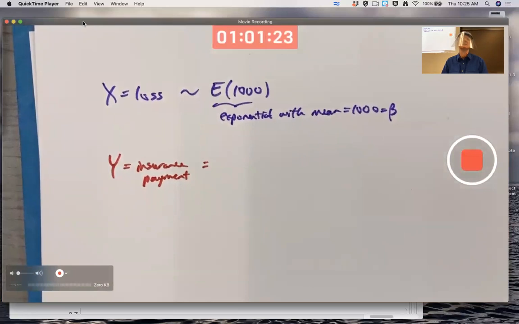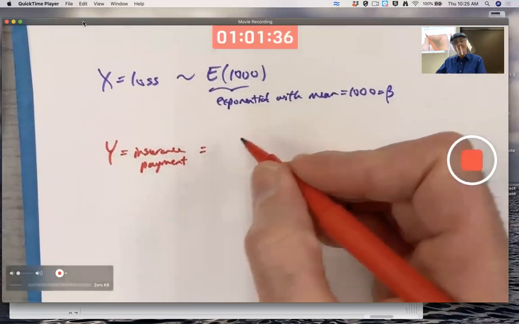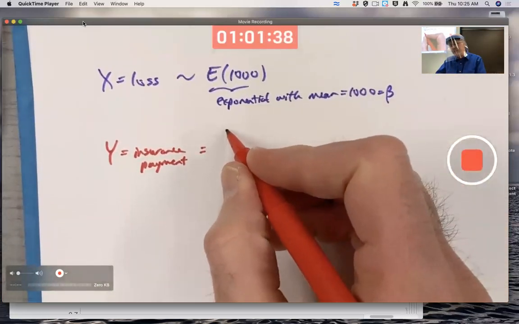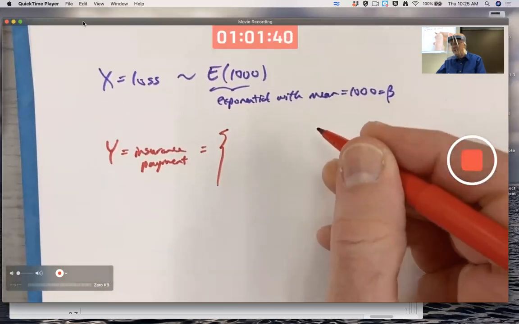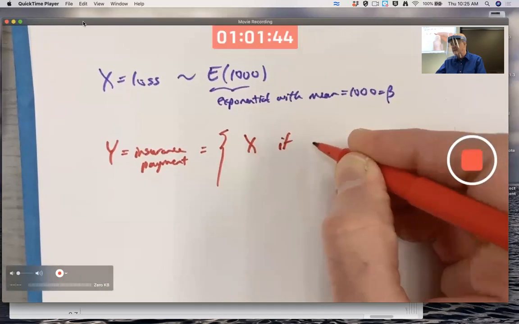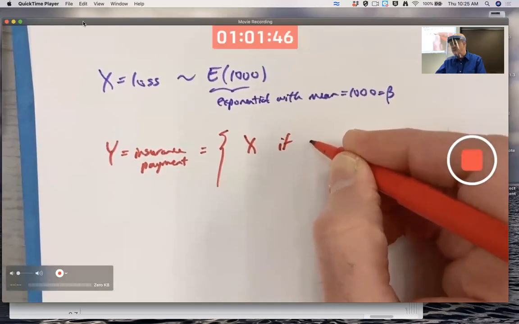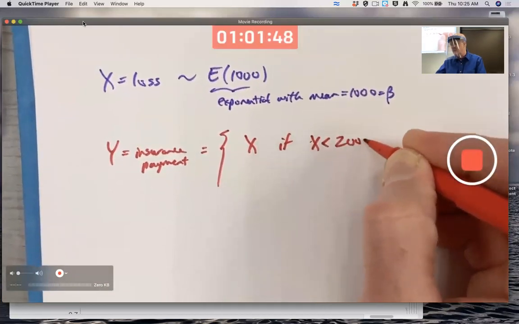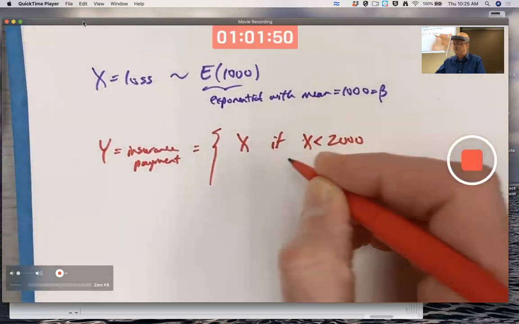The insurance wants to cover themselves in case you have a $1 million loss and not pay $1 million. Now, of course, a car is not going to be worth $1 million unless it's some crazy collectible. But there's no deductible. Let's say they pay X if, for example, X is less than 2,000. But they never pay more than 2,000.